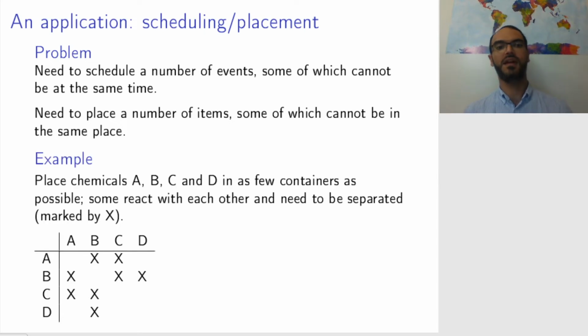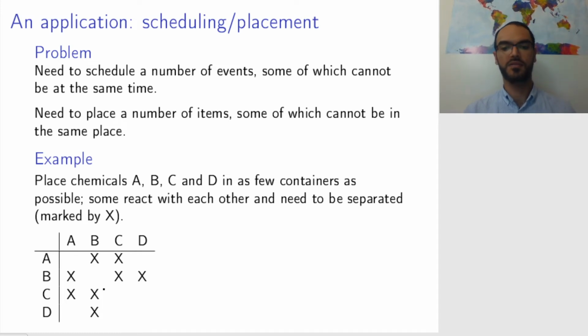An example of the latter is that you have 4 chemicals, A, B, C, and D, and you want to put them in as few containers as possible, but some of them react with each other, so they definitely need to be in separate containers. So for example, this graph means that B reacts with A, C reacts with B and A, and so on.